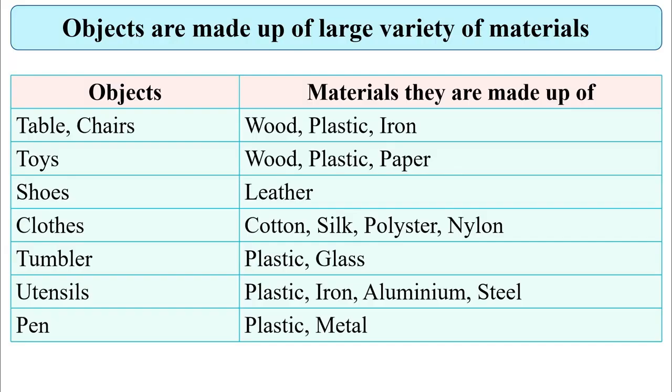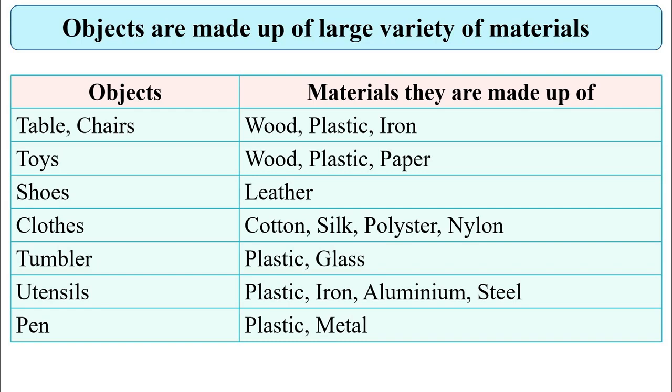Now you need to understand two important things. First, an object could be made up of a large variety of materials. What I mean to say is that a table or a chair could be made up of wood or plastic or iron. Similarly, utensils could be made up of plastic or iron or aluminium or steel. Your clothes could be made up of cotton fabric or silk or polyester or nylon.